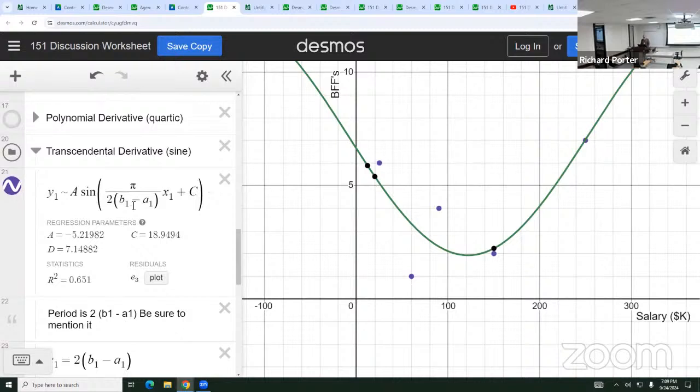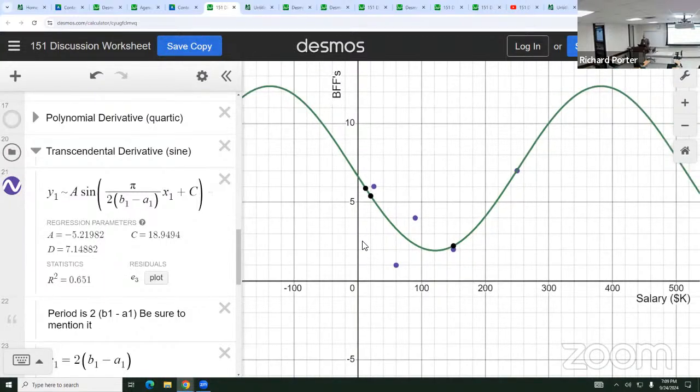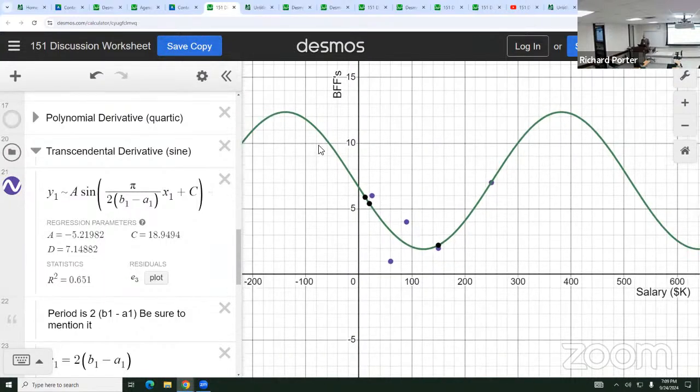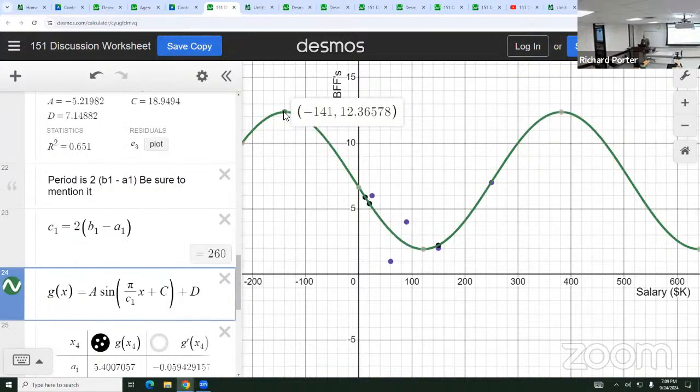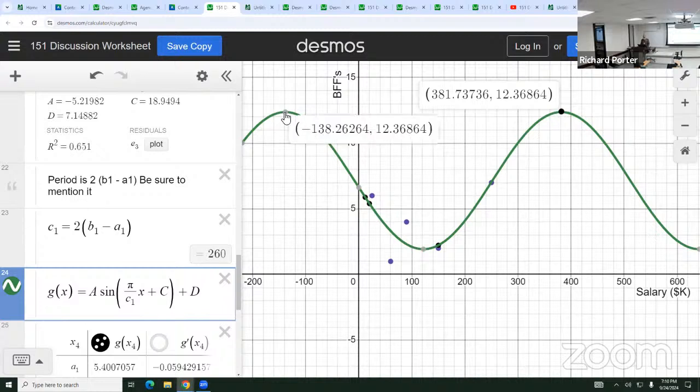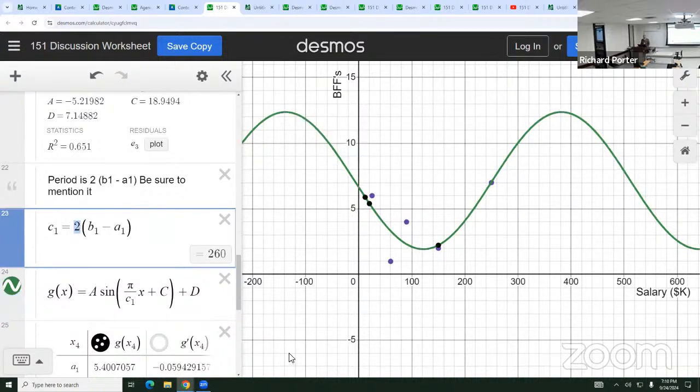Okay, one thing to note is, I don't know where you got this worksheet from, but it's not good. I'll tell you why. What is the period of this function here? This is a sine regression. What's the period? How long does it take to go from here at minus 141 to here, which is 382? What's 382 and 141? 520? Yeah. So fix this. This should be 4. Now the period is the same, 520.